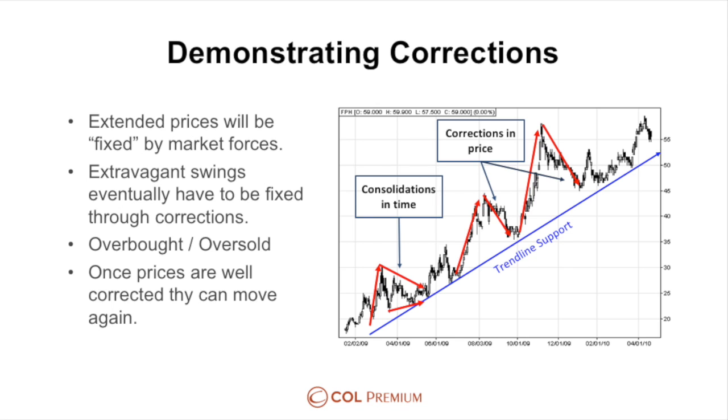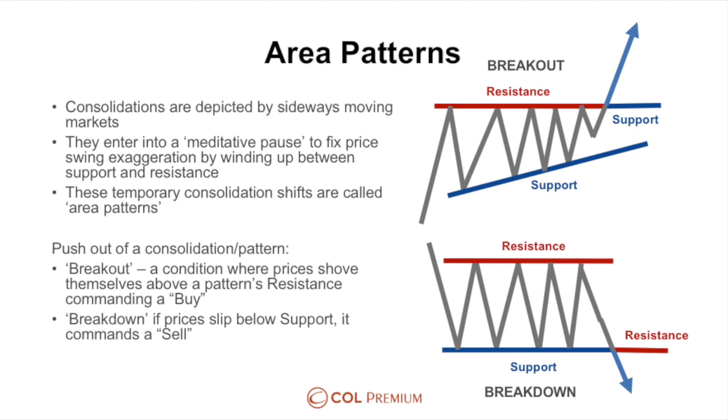We have a consolidation in time, or a duration in time. We have a correction in price over here, all of which you can use corresponding techniques for. We talked about Fibo retracements for durations in price, and we talked about area patterns. So these are the durations in time that we're talking about right now. Durations in time usually manifest themselves as area patterns.